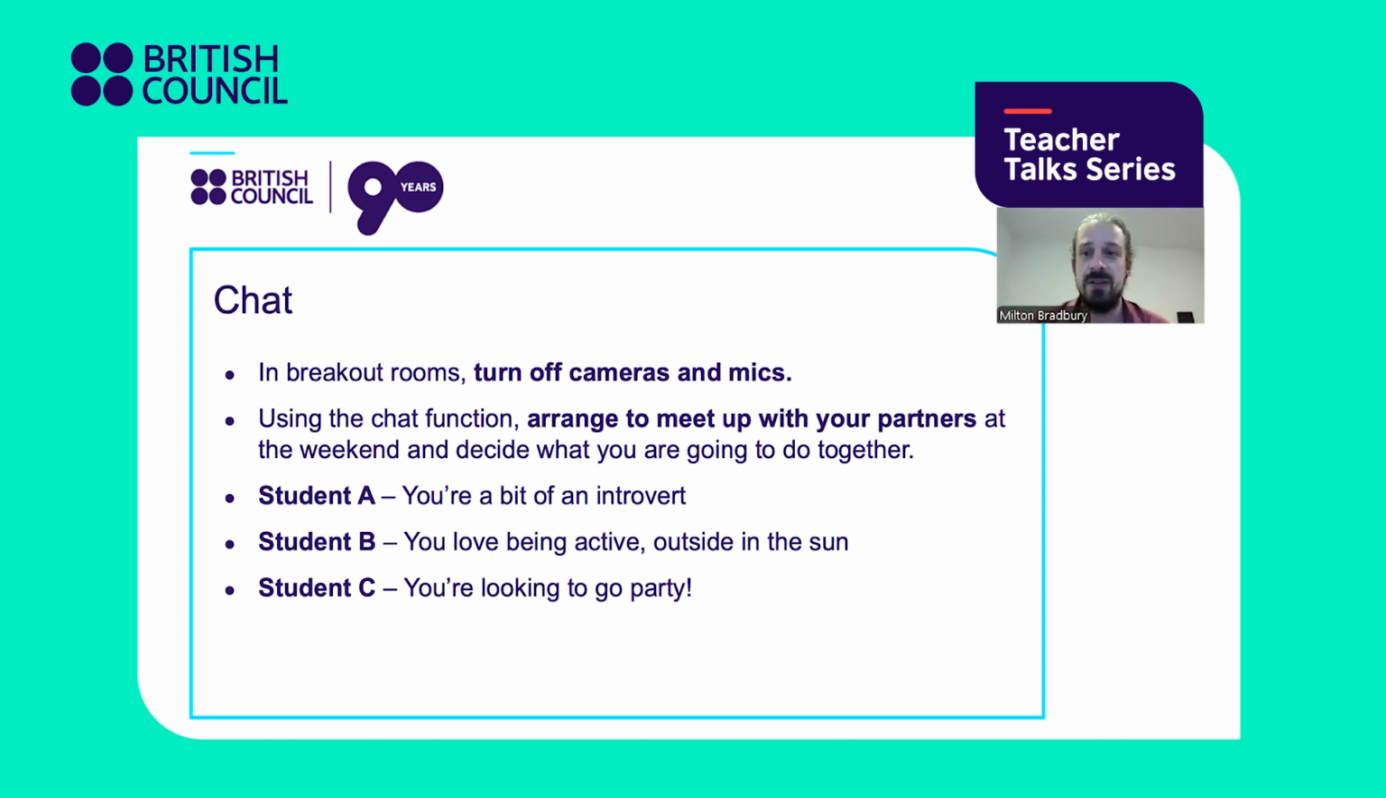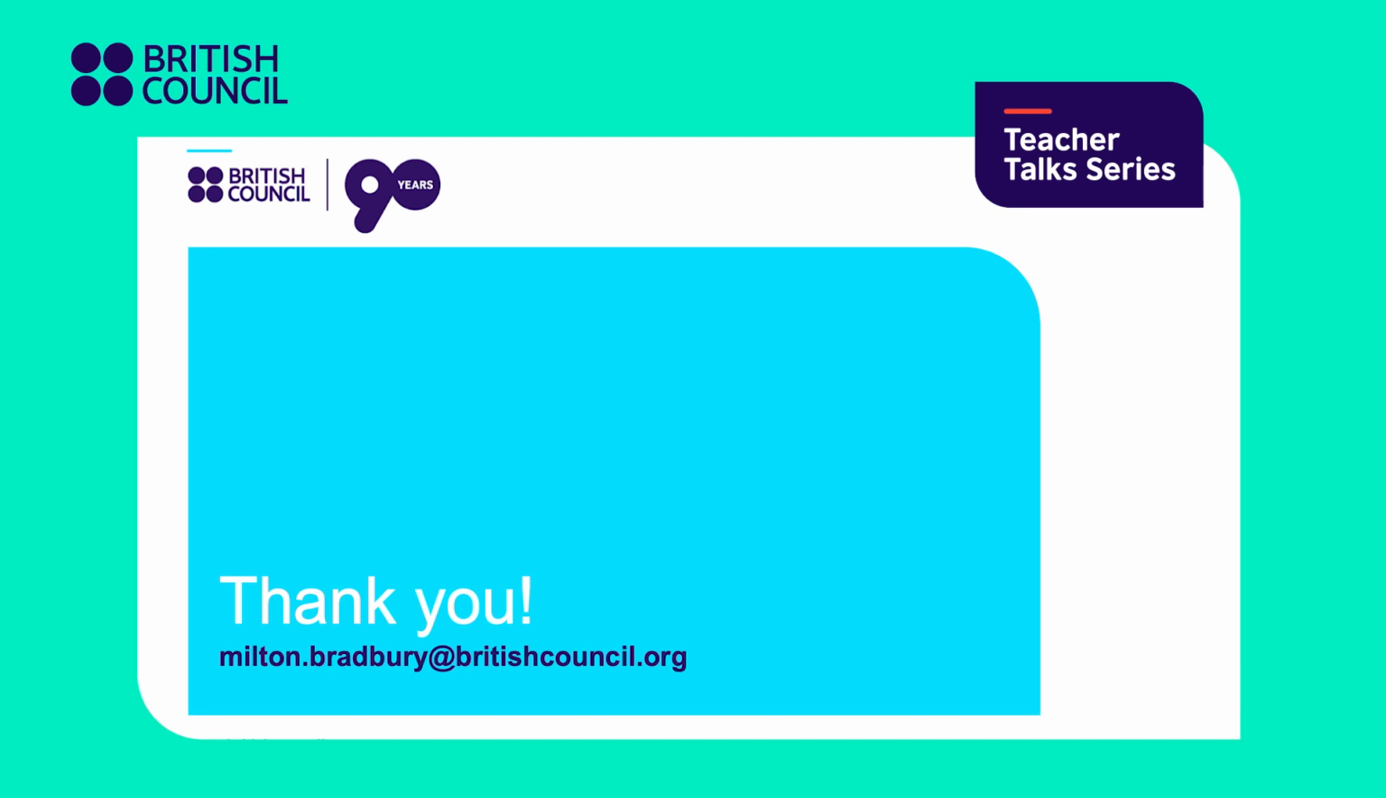Okay. But this was an activity I wanted to do. I wanted to put you in breakout rooms. I wanted you to turn off your camera and your mics. And using the chat function of Zoom, you had to arrange what you're going to do on the weekend. You want to meet up and do something together. But student A is an introvert. Student B loves being outside and in the sun. Student C likes to party. So together you have to negotiate what you're going to do. And in that conversation, if there are any problems or difficulties, use repair strategies to help. So that's an activity. And that's where we're going to finish today.